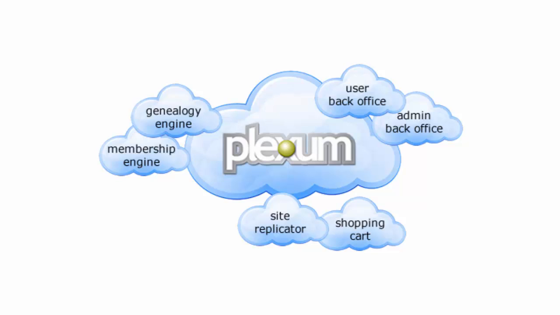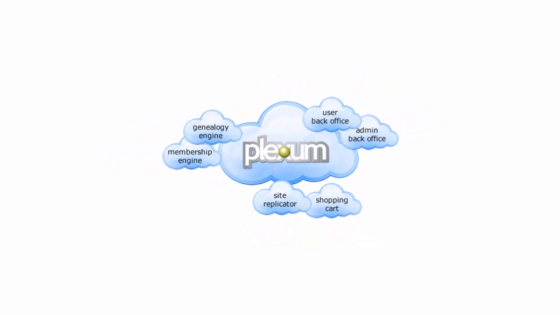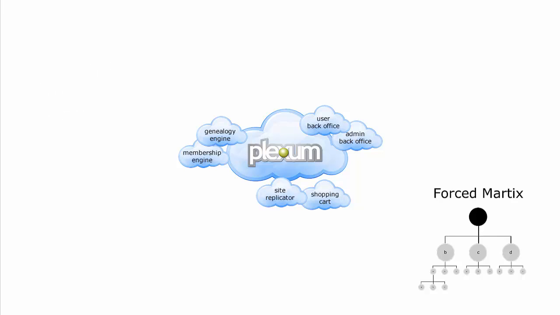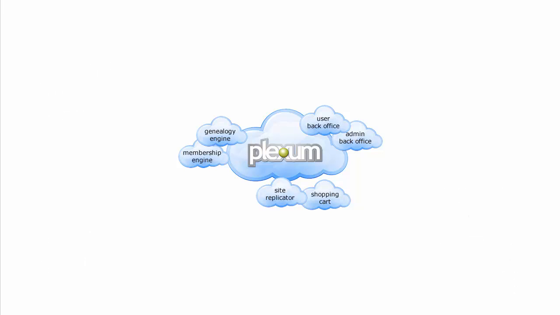When a person is placed into a genealogy, the software follows left to right placement rules, except with some variations, which is based on the type of genealogy that is being built. With Plexum, there are three types of genealogy: Uni-Level, Force Matrix, and Binary. I'll explain the difference in a moment. But first, let's get familiar with a few basic placement rules, genealogy, hierarchy, and terminologies.